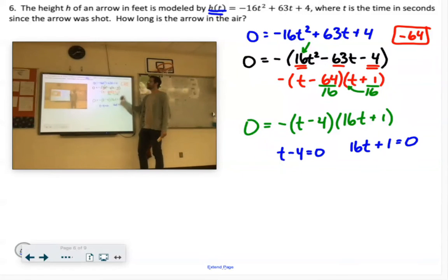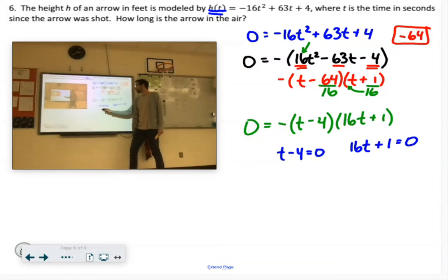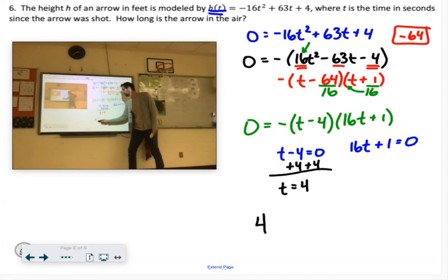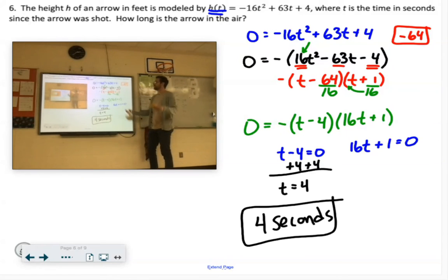Remember, t is time in seconds. So here we would add the 4. So t equals 4, which makes sense. 4 seconds, that's all good. That would make sense, that it's in the air for 4 seconds.